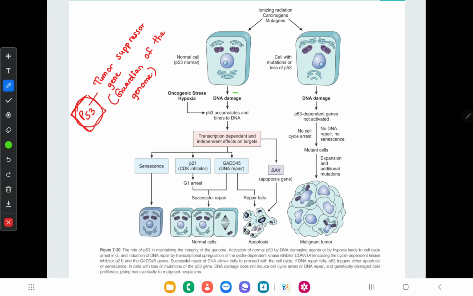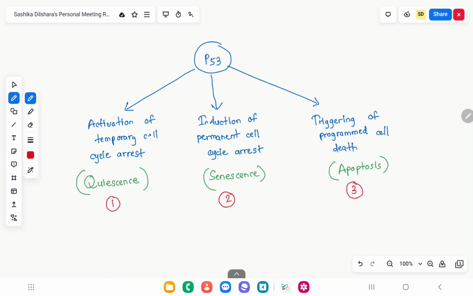When there is DNA damage, oncogenic stress, or hypoxia, this p53 molecule activates. It is activated by phosphorylation. There are three mechanisms that can be carried out by the p53 gene. They are activation of temporary cell cycle arrest, that means quiescence; induction of permanent cell cycle arrest, that means senescence; and triggering of programmed cell death, that means apoptosis.